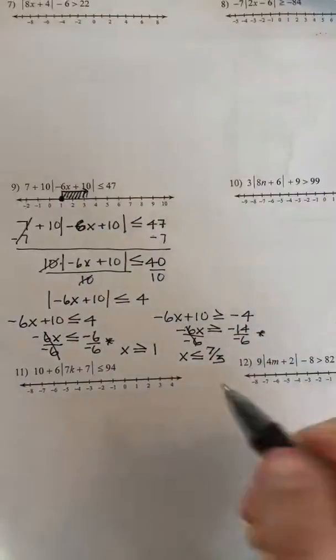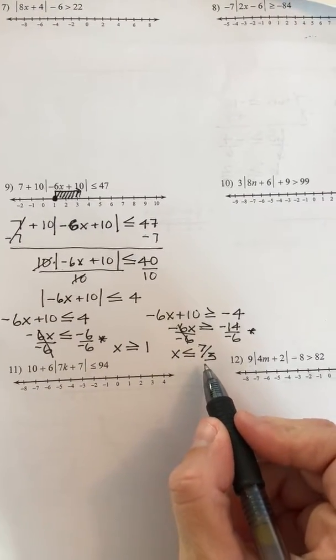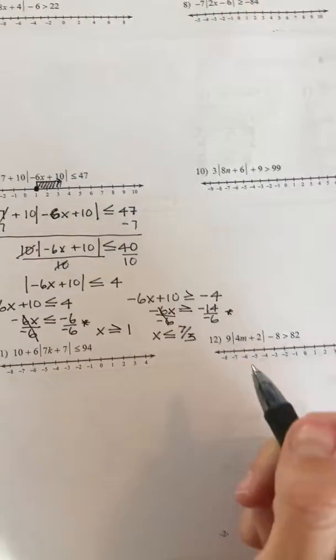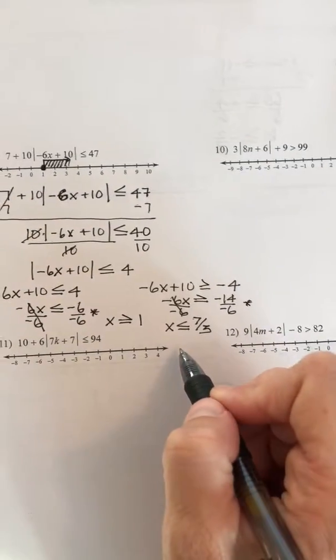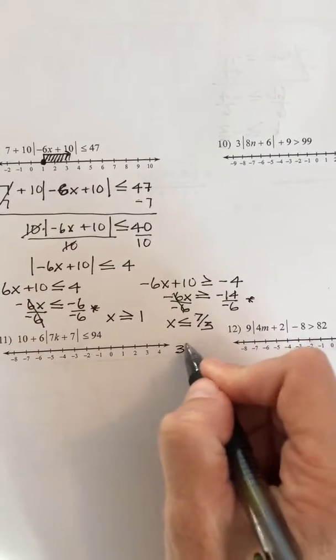And then x is less than or equal to 7 thirds. 7 thirds is about, let's see, if we changed it to a mixed number.